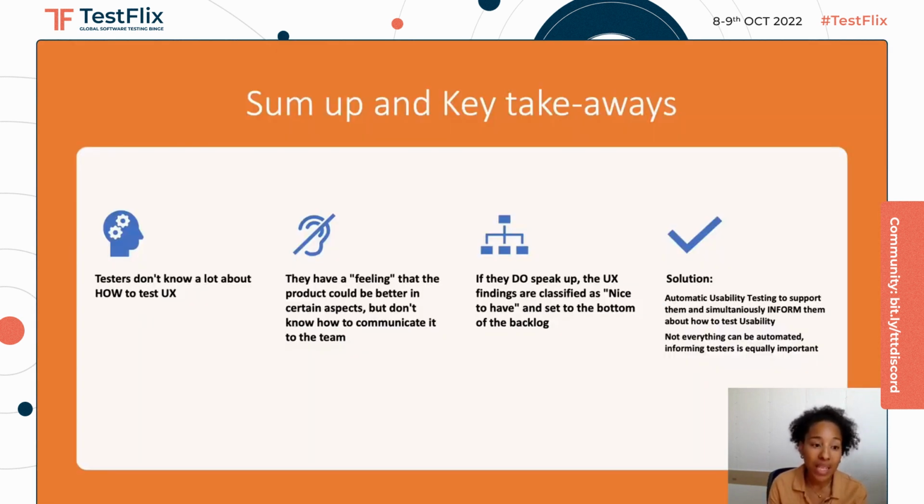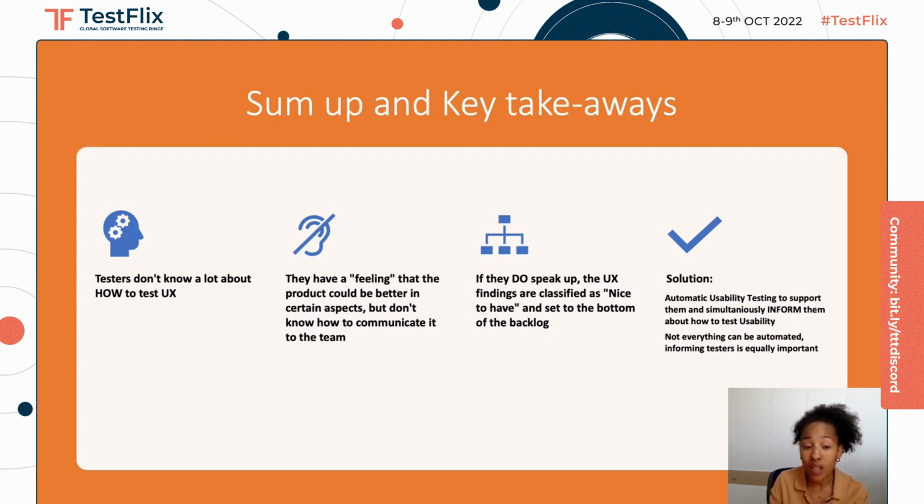Well, to sum up and key takeaways. Testers don't know a lot about how to test UX. They have a feeling that a product should be better in certain aspects, but they don't know how to communicate it to the team. With these heuristics, they have a list that can show their teammates why the finding is a real finding, because it does not apply to a certain heuristic. And if they do speak up, the UX findings are classified as nice to have, so they are set to the bottom of the backlog.